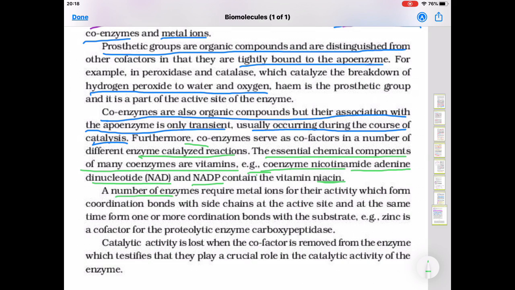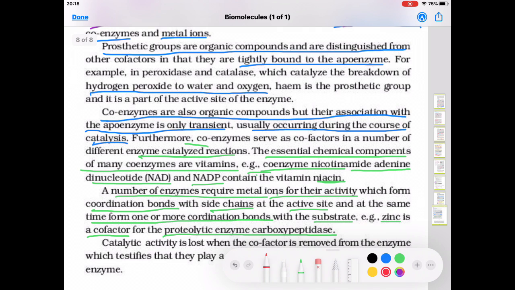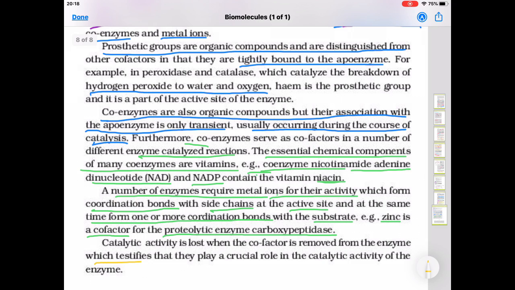A number of enzymes require metal ions for their activity, which form coordination bonds with side chains at the active site, and at the same time form one or more coordination bonds with the substrate. For example, zinc is a cofactor for the proteolytic enzyme carboxypeptidase. Catalytic activity is lost when the cofactor is removed from the enzyme, which testifies that they play a crucial role in the catalytic activity of the enzyme.